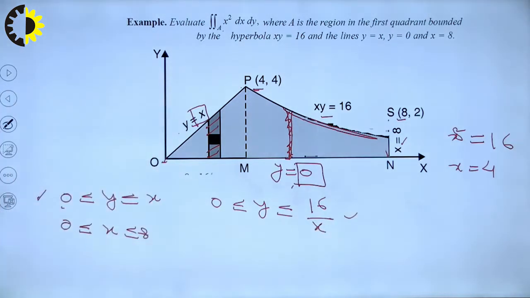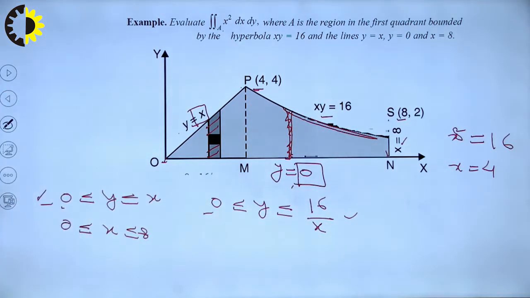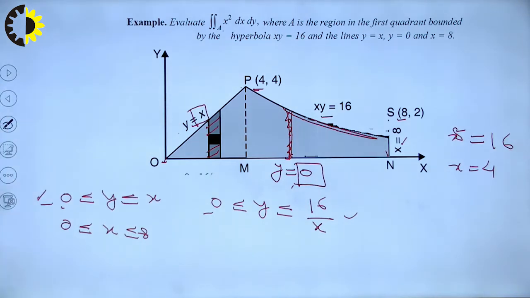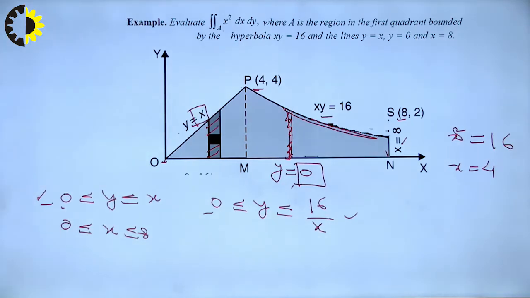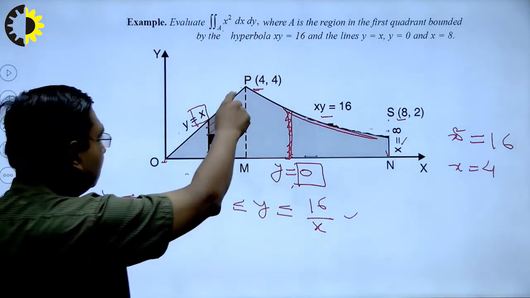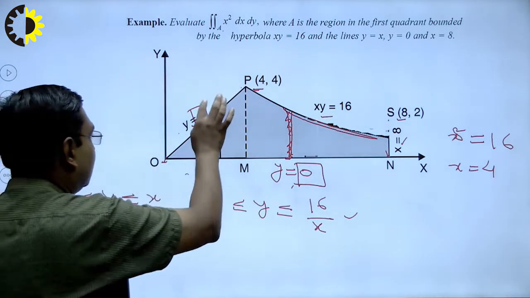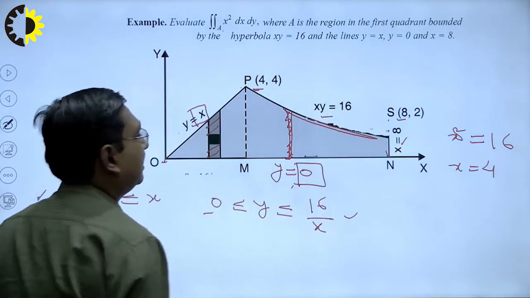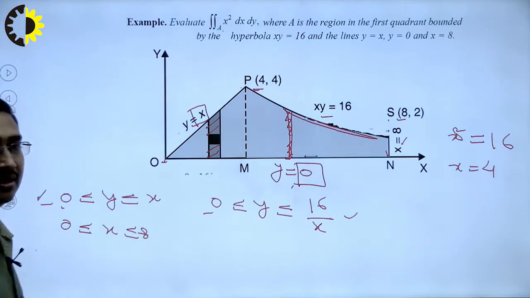Then how to decide whether these limits are correct, or these limits are correct, or both are wrong? In fact, both of these limits are wrong. We observe that the equation of boundary OP is y equal to x, and the equation of this boundary PS is xy equal to 16. Thus the equation of the upper boundary is changing in between the region.